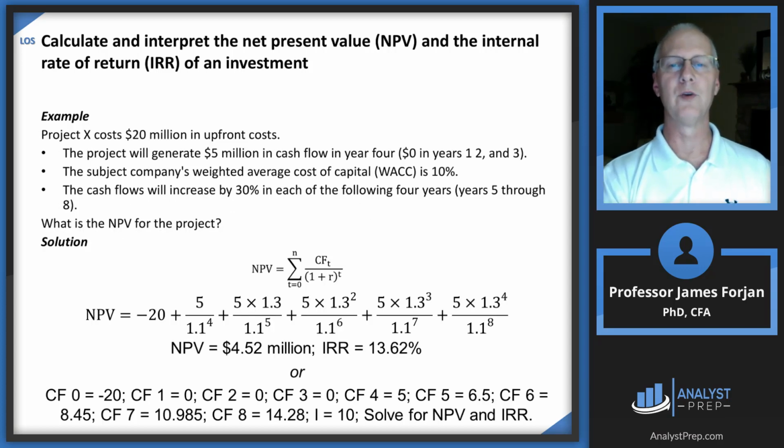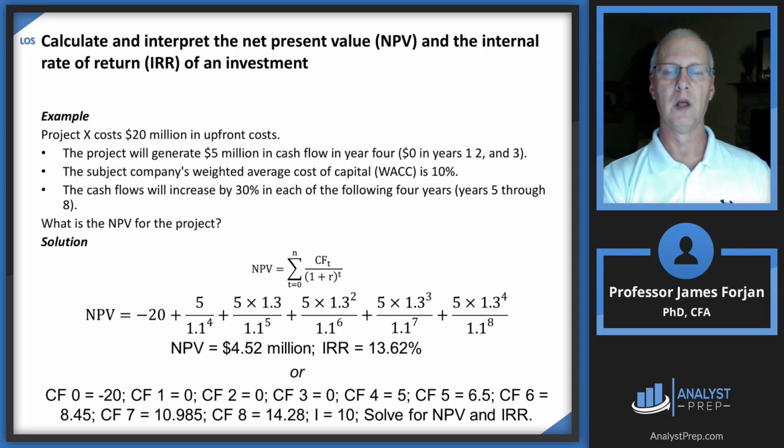Here we go. Let's use that big old formula right there in the middle of the page. So notice we have a bunch of plus signs, which I warned you about. We've got that minus 20 in time period 0, and then nothing in time periods 1, 2, and 3. So we can ignore those because the present value of $0 is, of course, $0. And then we're just going to discount those lump sums, the $5 million, then the $5 million plus 30%, and then the $5 million plus 30% squared, et cetera, et cetera. And if you do all that, you get a net present value of $4.52 million.